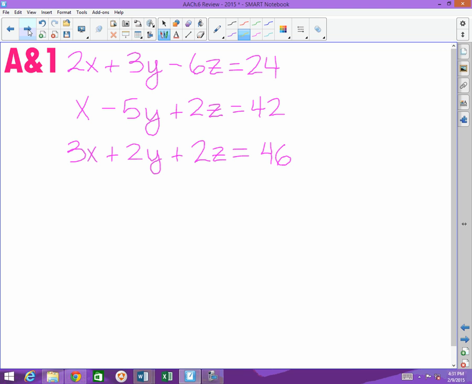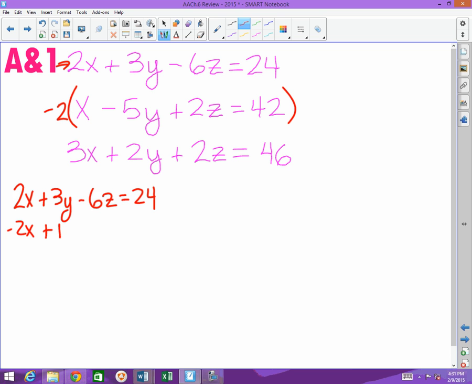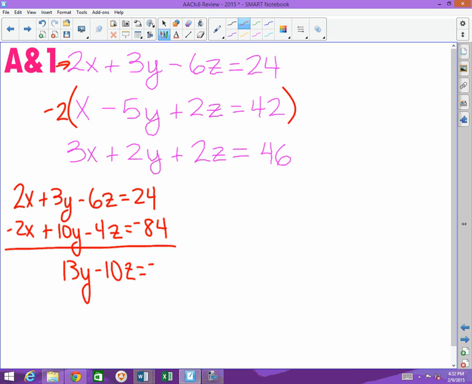Then solving 3 equations with 3 unknowns. The first thing you have to do is try to get it down to 2 equations with 2 unknowns. We have to eliminate a variable. Which one you choose to eliminate is completely up to you. Because we have this one being just x by itself, we're going to choose to eliminate the x value. So if we first multiply this by a -2, and then combine it with that equation, that one we are going to just rewrite. And then multiplying this one by a -2, we will get -2x plus 10y minus 4z equals -84. Combine them and you will get 13y minus 10z equals -60.